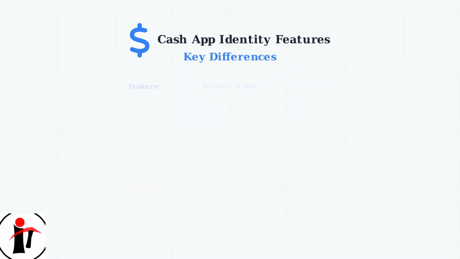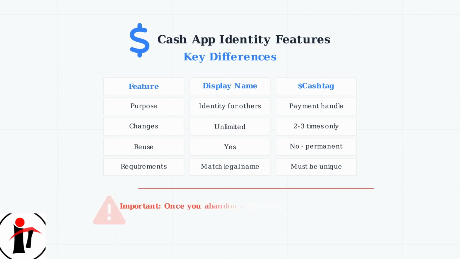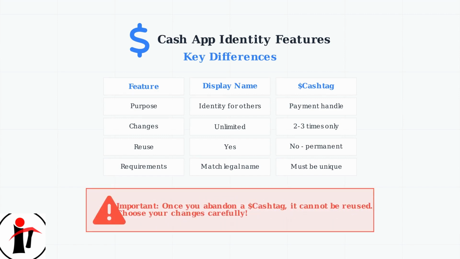Here are the key differences between display names and dollar cash tags. Notice that display names can be changed unlimited times, while dollar cash tags have strict limitations. Remember this important warning. Once a dollar cash tag is abandoned, it cannot be reused by anyone, including yourself. This makes your dollar cash tag changes permanent decisions.